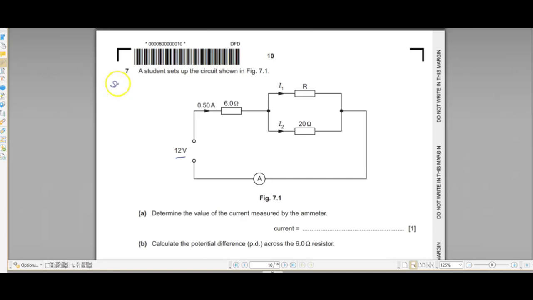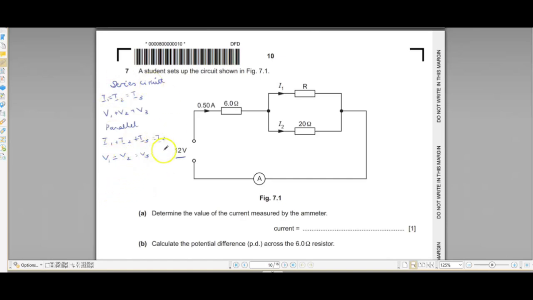So we must know that in a series circuit there are two principles: that the current throughout the circuit is the same, right? And the voltage across every component is different. Whereas for a parallel circuit, the current is different for every component, and I total is this, and the voltage across all the components is the same, right?